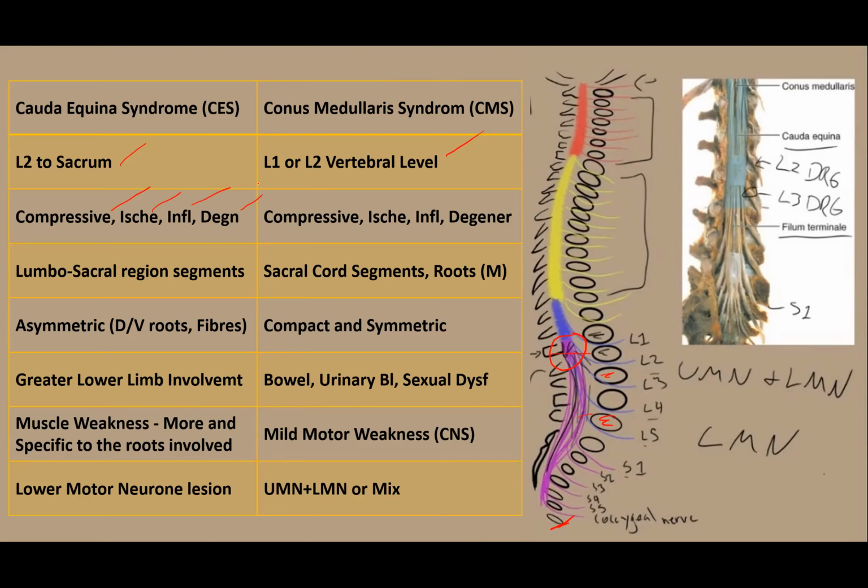A compressive lesion can be intradural or extradural. Intradural, you said meningioma. Extradural, Pott's spine. You can say. Ischemia. What is ischemic compression? In ischemic involvement, anterior spinal artery or posterior spinal artery thrombosis. Inflammations can be there. Inflammations due to arachnoiditis or any other thing.